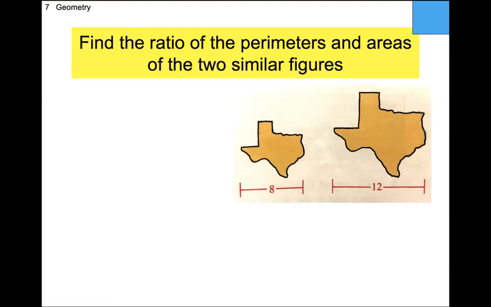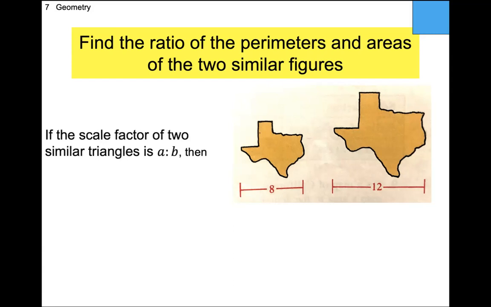So last problem. I've got a little Texas, and a big Texas, and it says, find the ratio of their perimeters and their areas. This is pretty straightforward. The perimeter, from the previous theorem, says if you want to find the ratio of their perimeters, it's just the scale factor. Well, the scale factor tells us right there, it's 8 to 12. We'd go small Texas to big Texas. So 8 to 12, reduce that. 4 goes into both, so 2/3.